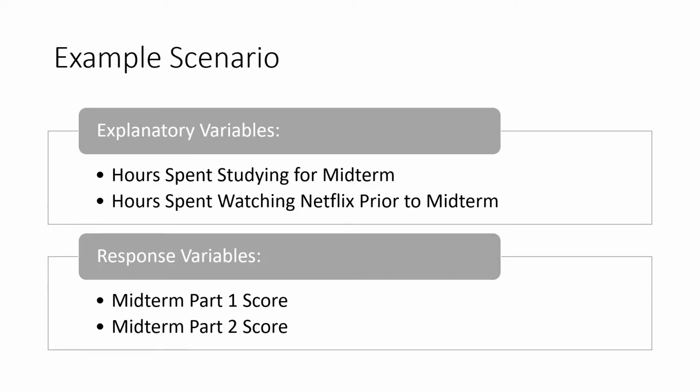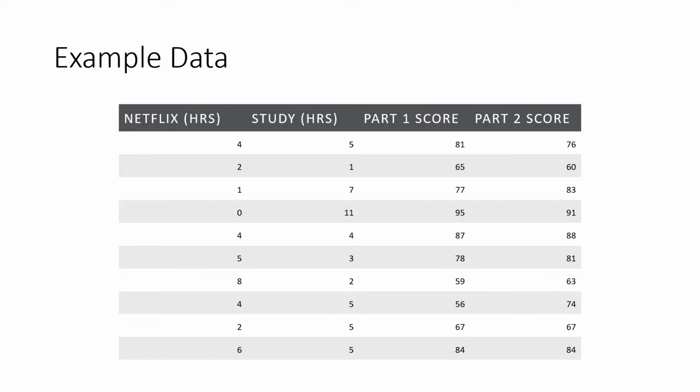To demonstrate how partial least squares regression can be used, let's consider the following scenario. Suppose a teacher gives their students a midterm exam and asks each student to report how many hours they spent studying for the midterm and how many hours they spent watching Netflix. The teacher then wants to see how the students' time management affects their test performance. However, instead of simply using the overall score on the midterm as the response variable, the teacher uses the score on each part of the midterm as two separate response variables. Data is collected for each of the 10 students in the class, as shown in the table below.